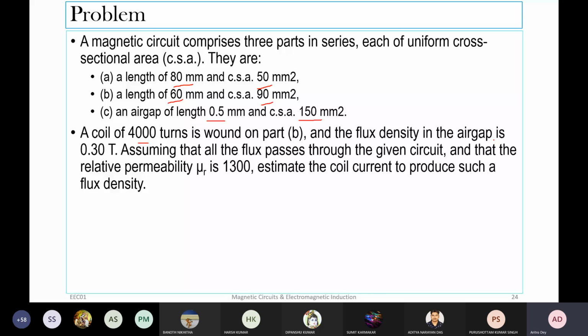So how will our circuit look? It will look like this. You have the MMF, this is your source. And you have the same mu r, so that is the same, only length and cross-section area are different. That is why you will be having three reluctances. One is SA, this is for part A, then SB, this is for part B.